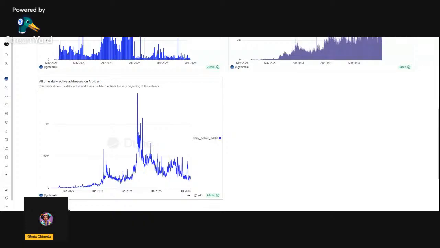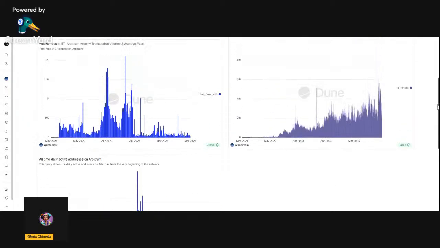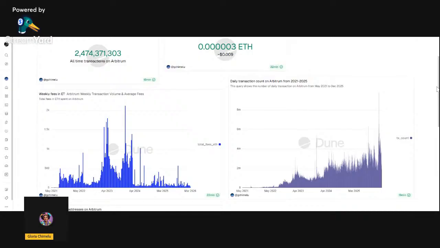That shows it's healthy, and then it shows that there's also a demand for Arbitrum. And so let's go to the last visualization on the dashboard, and this is a daily transaction count on Arbitrum from 2021 to 2025. Like I said, I did historical data, not interval, because I wanted to zoom out.